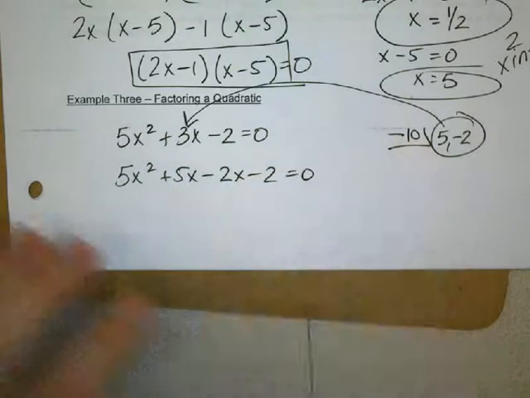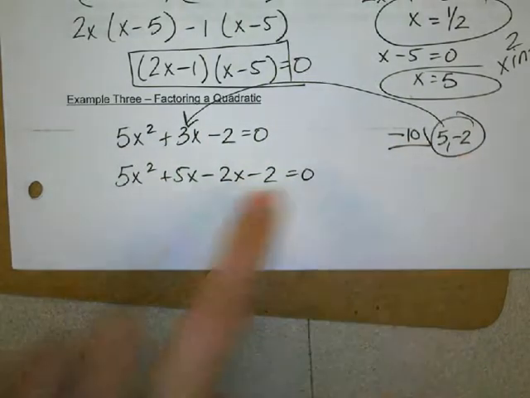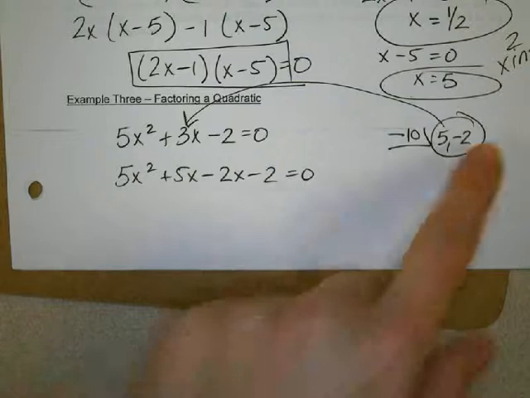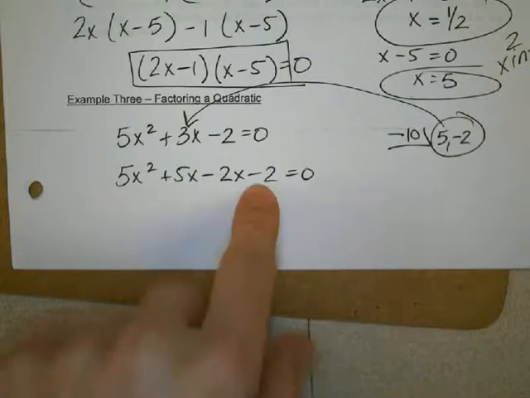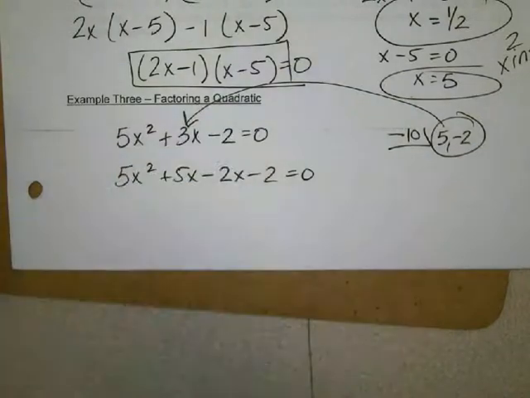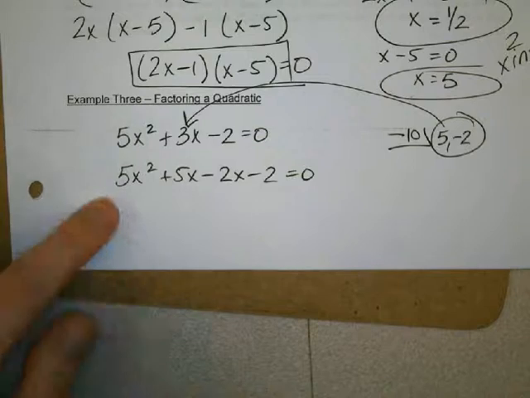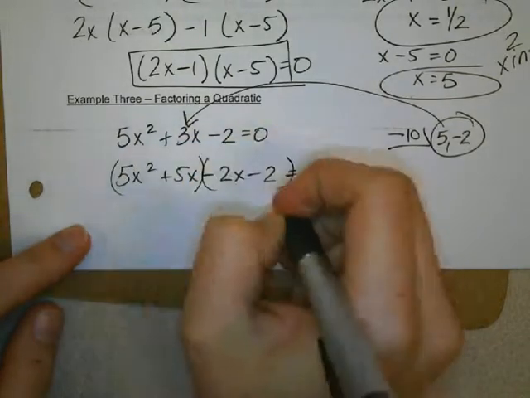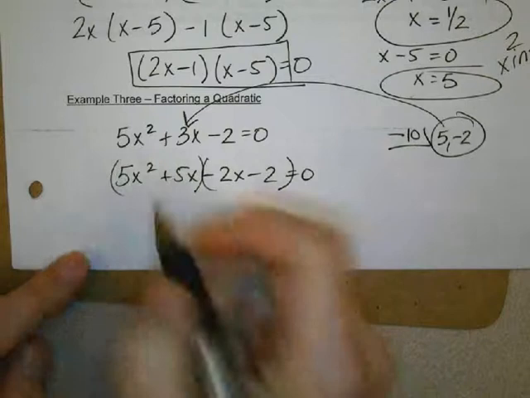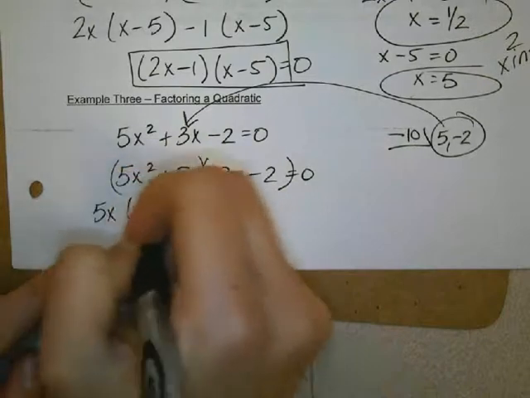I didn't mention this before, but it doesn't matter which way you write it. Like this, the -2 could go first and the 5x could go next. It doesn't really matter. You'll end up with the same answer at the end. All right, then we're going to group the first two and group the last two. Out of the first grouping, I can pull out a 5x. I'd be left with x plus 1.